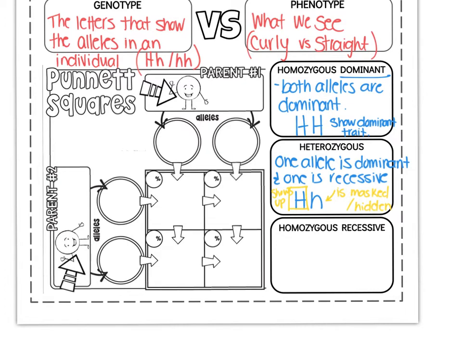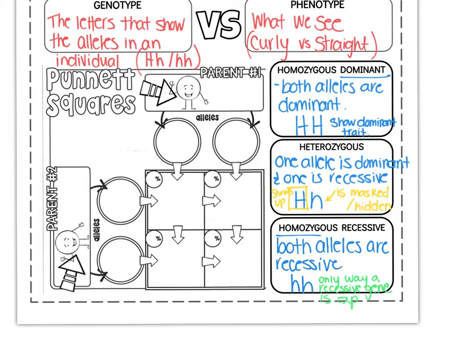And then homozygous recessive is when both alleles are recessive. Again, homozygous meaning the same, and so in this case, recessive. So little h, little h is the only way we are going to see an individual with the recessive gene. It's the only way a recessive gene is expressed, or the only way we get to see that individual with that trait.